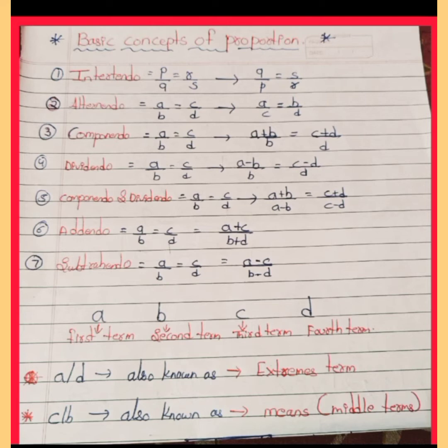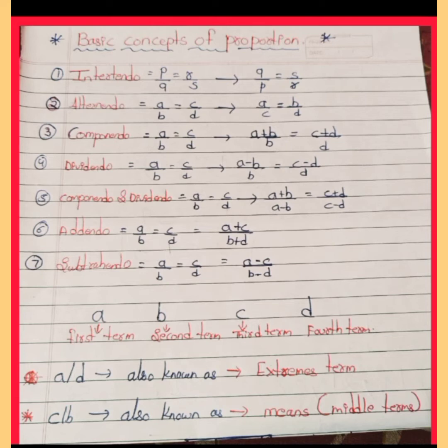Now move on to componendo dividendo. Componendo dividendo, it means A upon B is equal to C upon D. Here you have to do A plus B upon A minus B, and here C plus D upon C minus D. Okay, in this you just have to put in your mind what is meant by componendo and dividendo. It becomes easy for you to solve these sums.